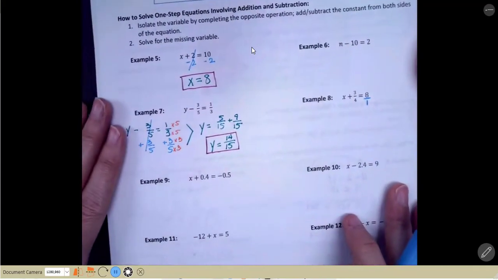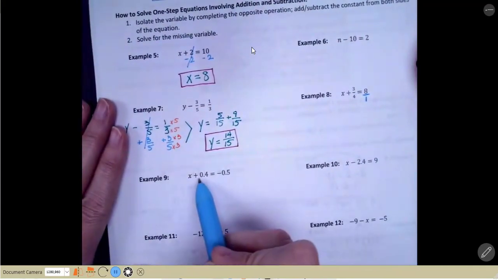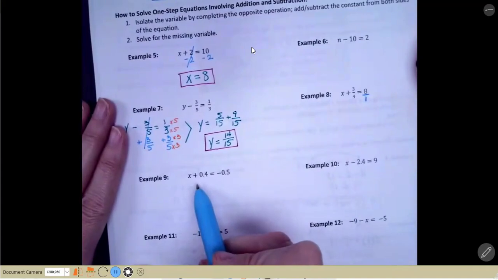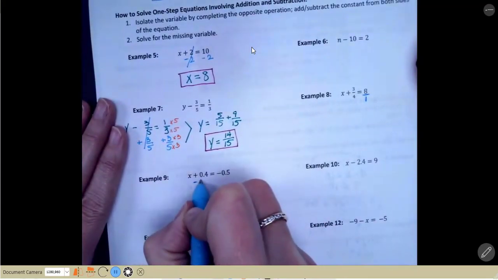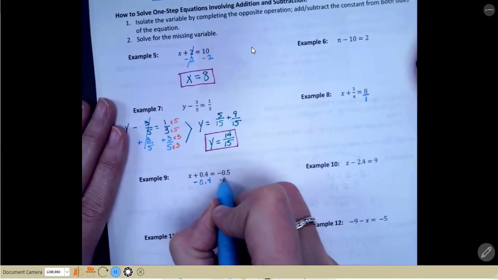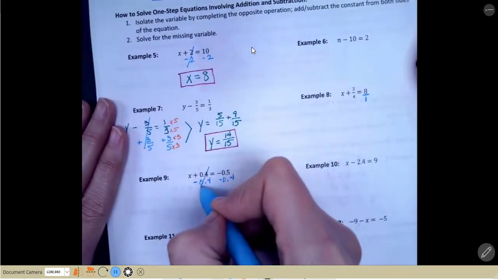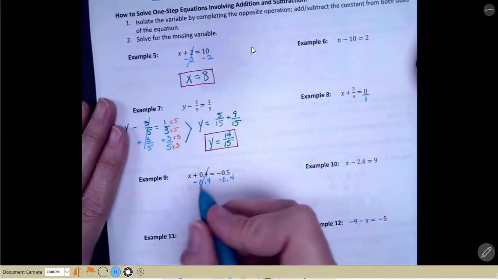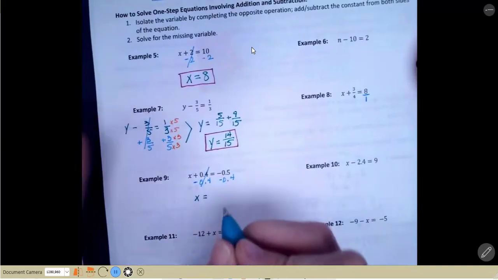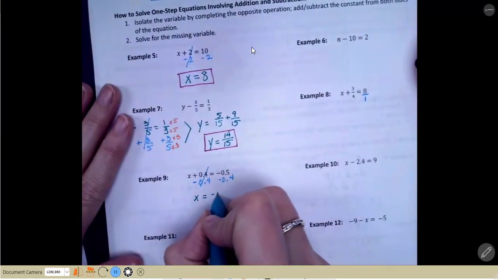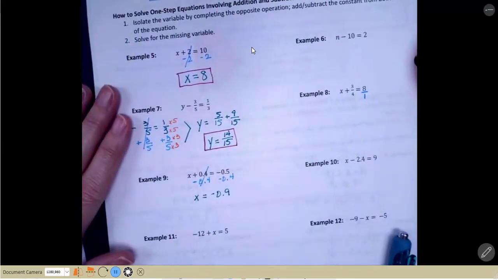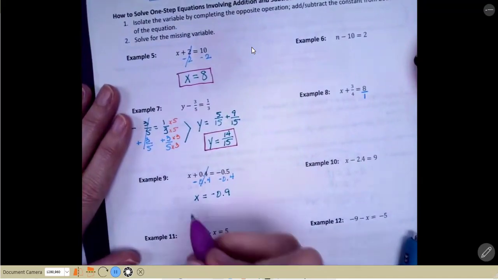Example 9. Since we're adding 0.4, we're going to use the addition property of equality and subtract 0.4 on both sides. Now, what happens when you're adding two negatives? You're adding, and then it takes on the sign of the negative because they're both negative. So you end up with negative 0.9. Be very careful with those, though.